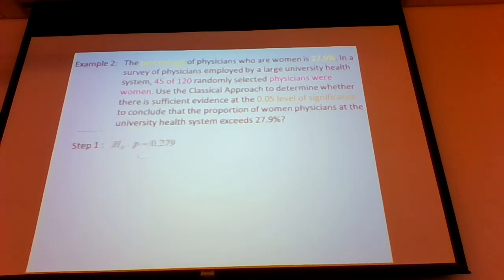So our hypotheses are that, what? P is equal to 0.279. Does that make sense? That's your what? Your null or alternative? No. That's your null. That's your alternative. What do you think? Okay?